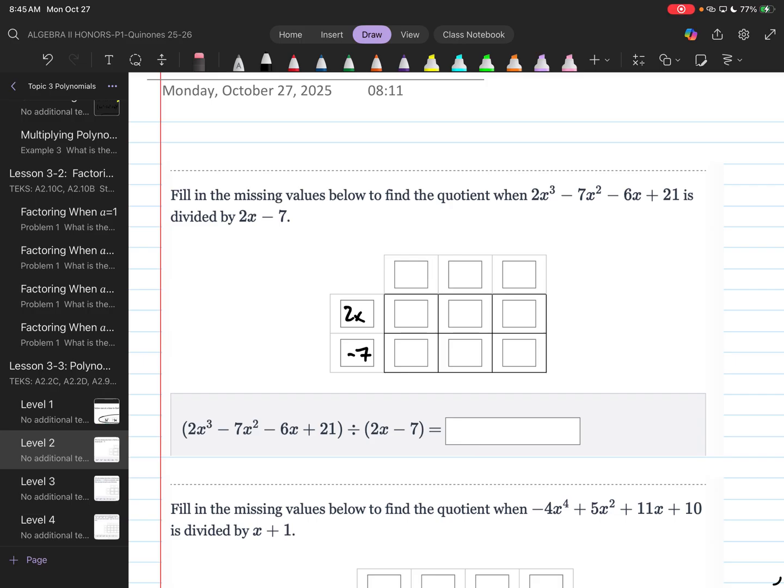Okay, we know that the highest term needs to go here using box method, right? So what times 2x will give me 2x cubed? That's just x squared. Fill in the rest. Negative 7x squared. Okay. Looking at this polynomial here, I know that the result has to be negative 7x squared. So then what could add to... So I already have negative 7x squared and 7x squared. What do I need? 0x squared.